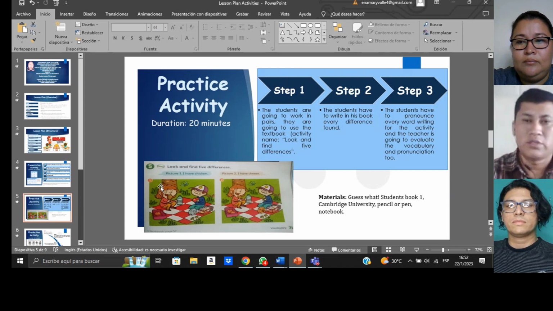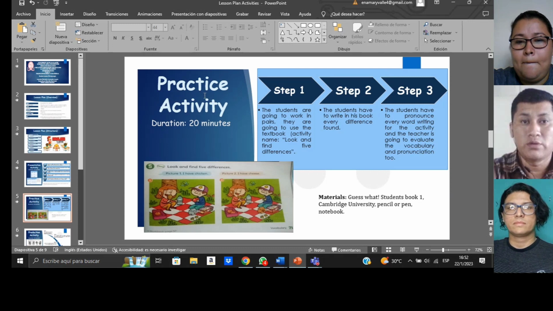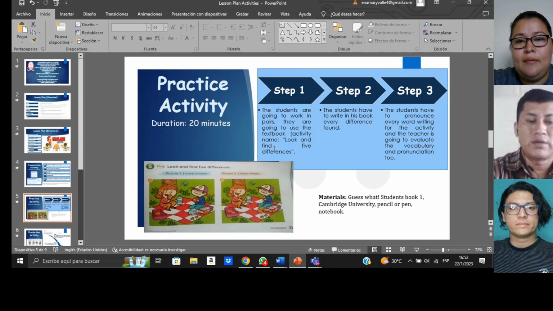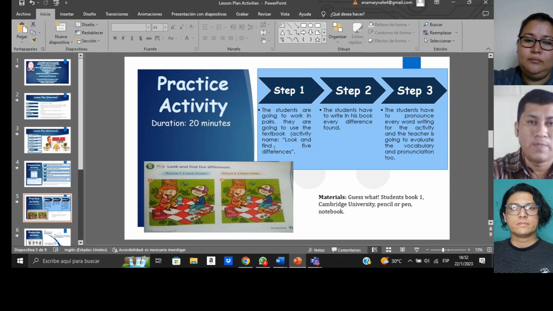Hello everyone. Continuing with the lesson plan, we are going to present the practice activity. The duration for this activity is 20 minutes. In this activity, the students are going to work in pairs. They are going to use the textbook Guess What, Unit 6, page 71. The name for this activity is Look and find five differences.